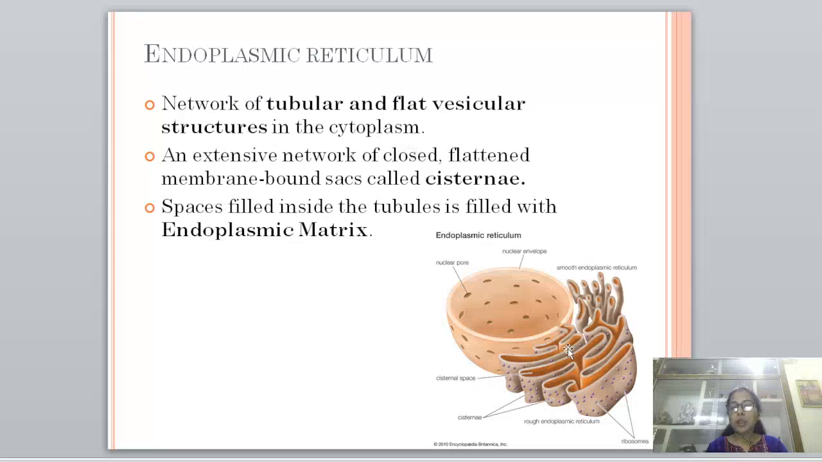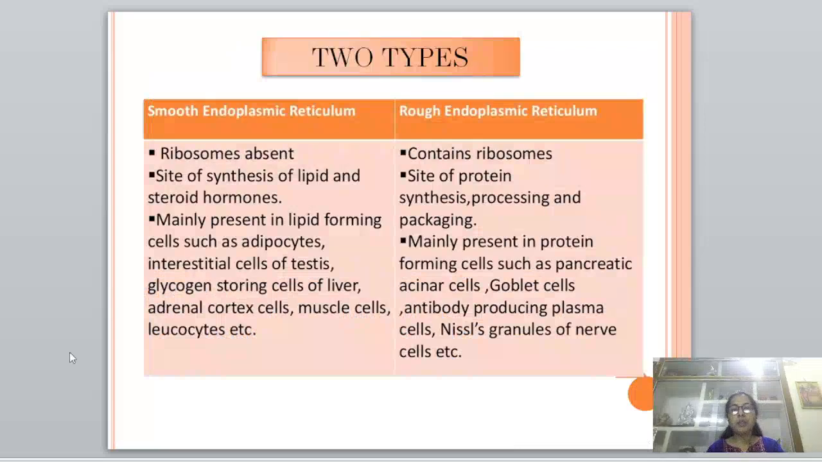This is called cisternae. As you can see here, these tubular and vesicular structures are called cisternae. The spaces inside the tubules are filled with endoplasmic matrix. Then there are two types of endoplasmic reticulum: one is smooth endoplasmic reticulum and the other is rough endoplasmic reticulum.